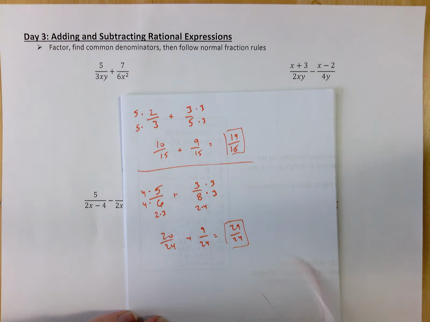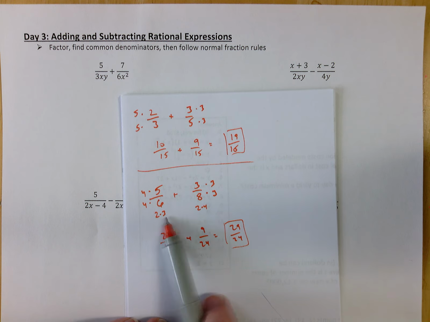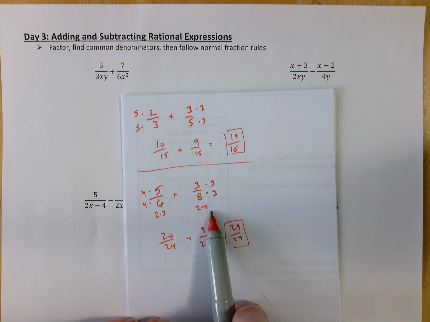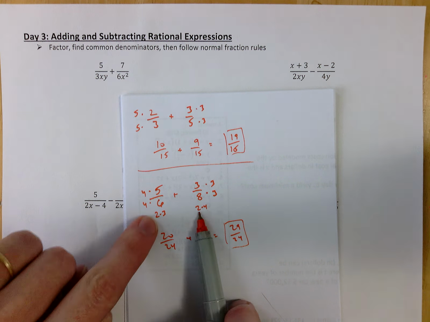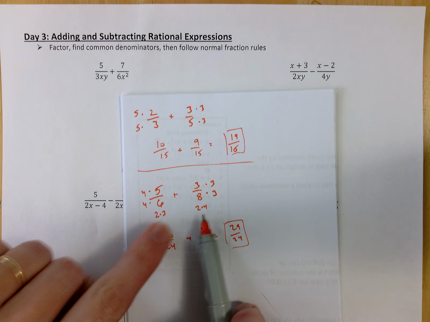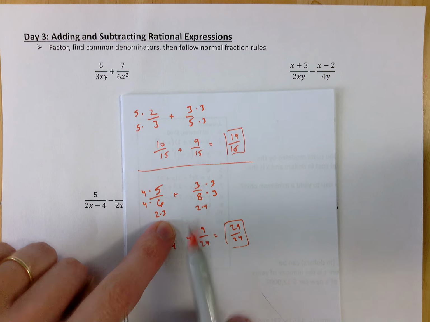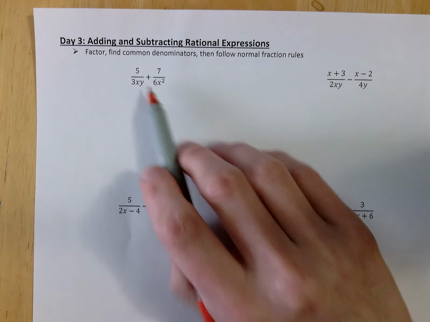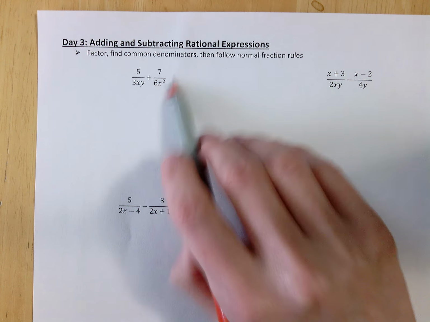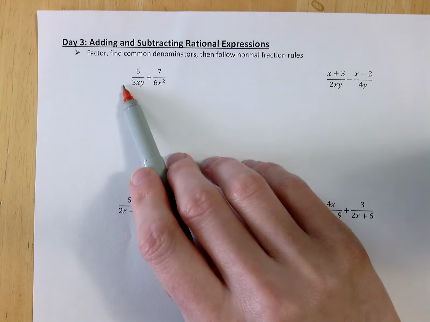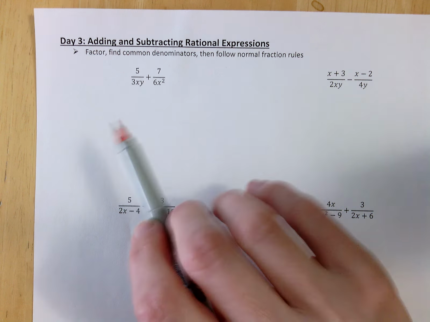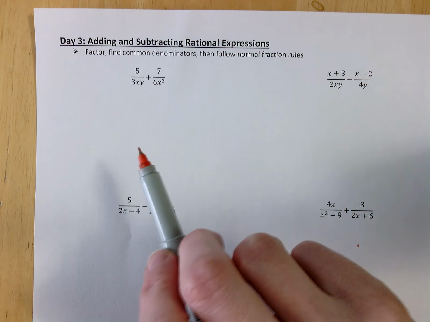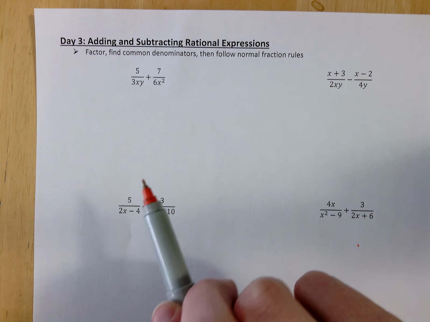So when you're looking for these, the key is you break down your denominators into factors, and anything that they already have in common, you don't have to multiply by. You just have to multiply by whatever else is left over. And that is the same thing that we're going to do when we are multiplying these. So to get common denominators here, I'm not going to multiply this one by 3xy and this one by 6x squared. That'd be a pain. All that I need to do is multiply them until they get to the same thing.